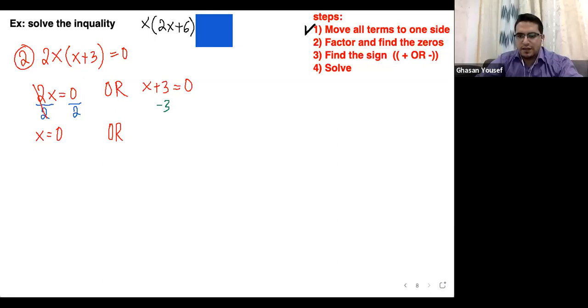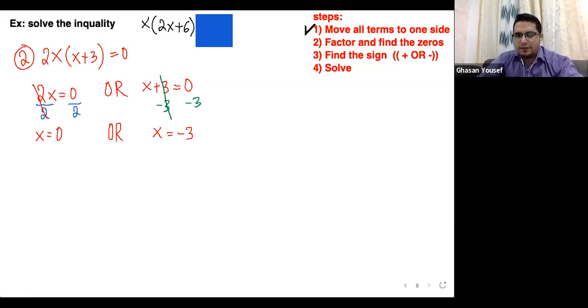Subtract 3. Tau, this is correct. And Damila, subtract 3 from both sides. So here I will get 0, and now I get x equals minus 3. So the first 0 is x equals 0, and the second 0 is x equals minus 3.